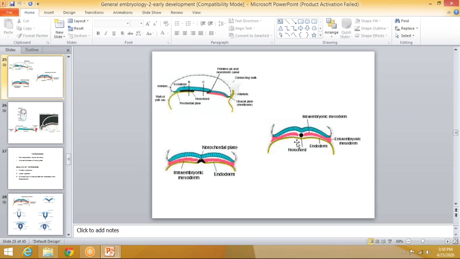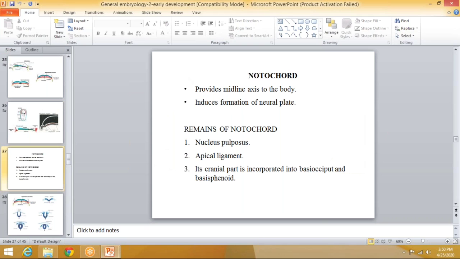Now this is the development of the notochord. On either side of the notochord, you have extraembryonic mesoderm. This is the formation of the neural plate or neural groove. The remnant of the notochord will form the nucleus pulposus, which is the central gelatinous part of the intervertebral disc. That is, the intervertebral disc is between the two vertebrae, and the central part is soft and gelatinous, which is the remnant of the notochord. Second, it will form the apical ligament. Third, it is incorporated in the base of the occiput, the lower part of the base of the skull, and the base of the sphenoid.